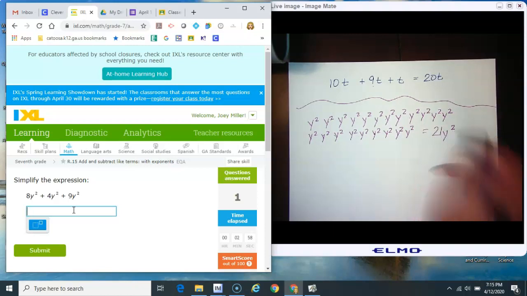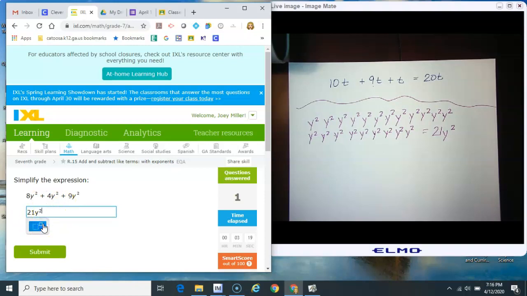y squared. If I were to do mental math, I would probably add the 9 and the 8 together and get 17, plus 4 would be 21. So that answer is 21y, and then to do the exponent squared, you're going to hit this little button right here and then say squared.